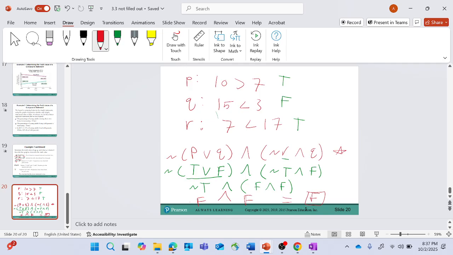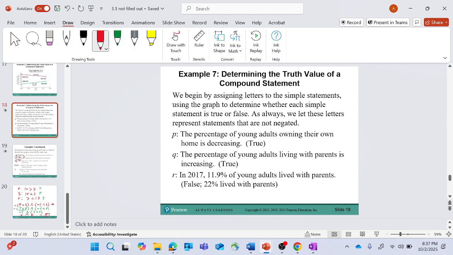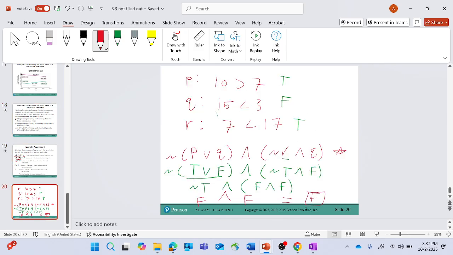All of this was, oh, I just made this one up. It's because the statements they keep giving us are these really complicated paragraphs. So I think it's kind of confusing trying to just read it and understand what it's really saying. So I just made some random statements. I said, well, let's say the statement P is 10 is greater than 7. Then let Q be 15 is less than 3. Then let R be 7 is less than 17. I just made three statements up.